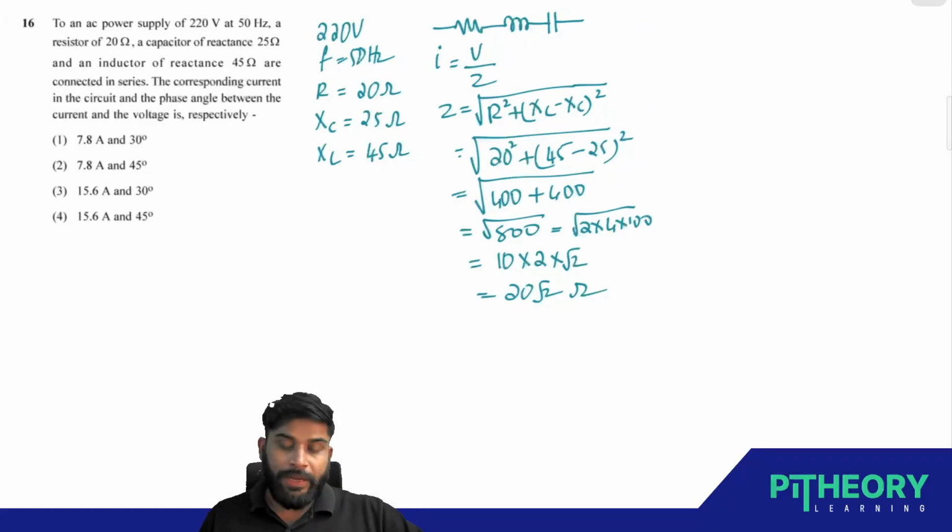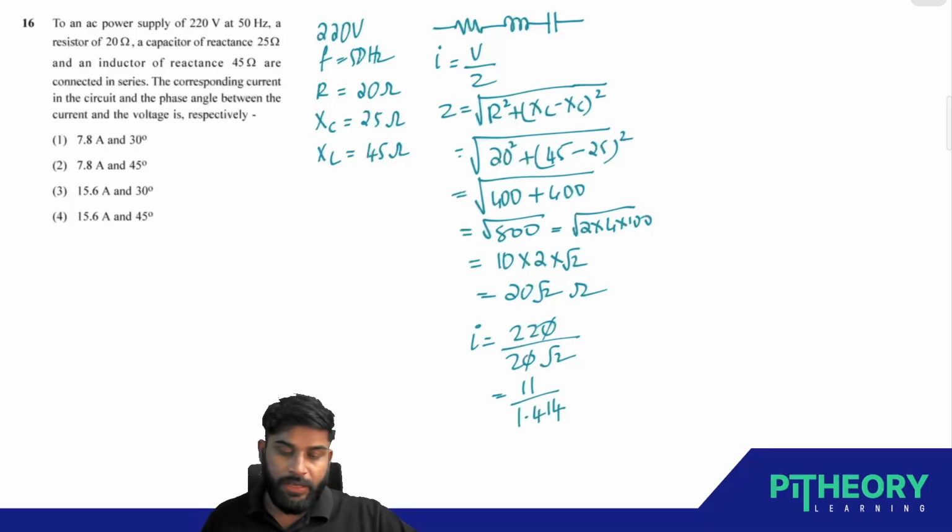So current is what you need to find. How to find current now? Current is nothing but what? VRMS, which is nothing but 220 volt divided by 20 root 2. Now, how much is that? 0, 0 will get cancelled. 11 divided by root 2 is 1.414.